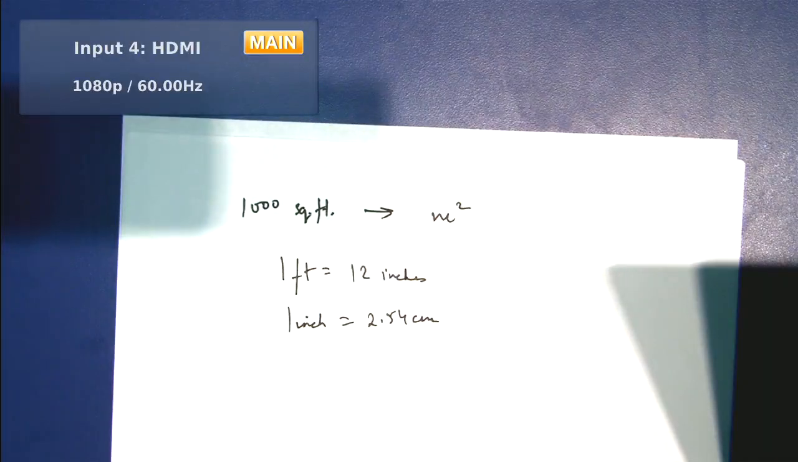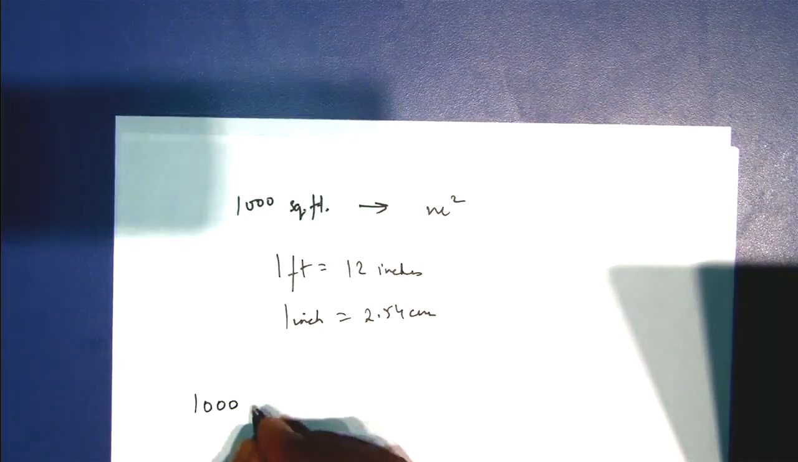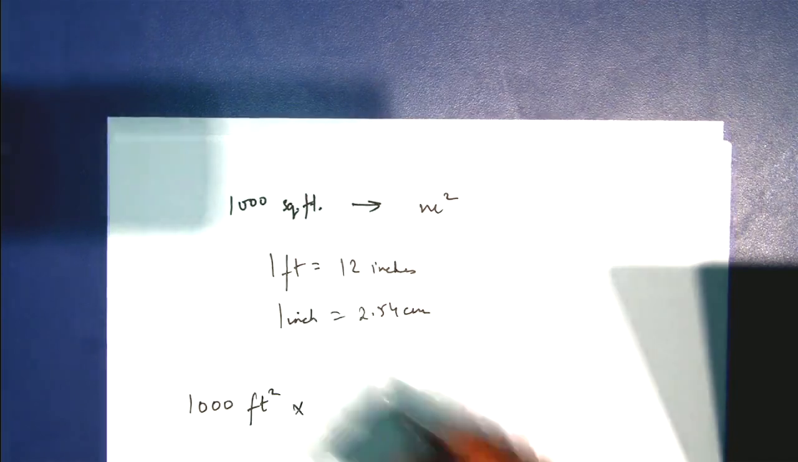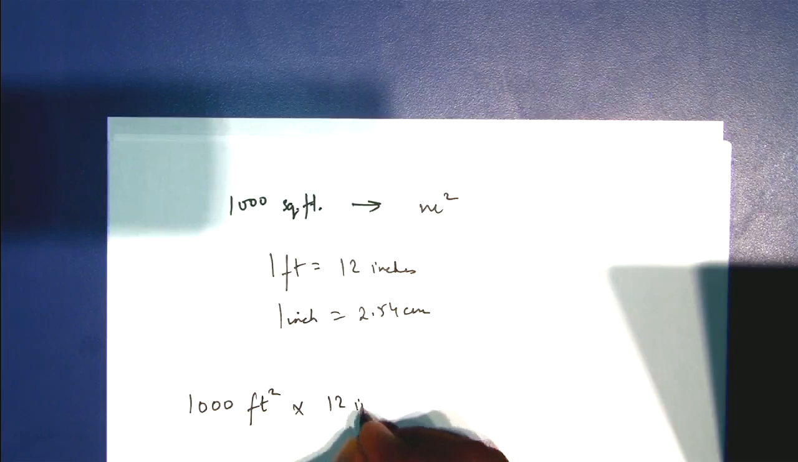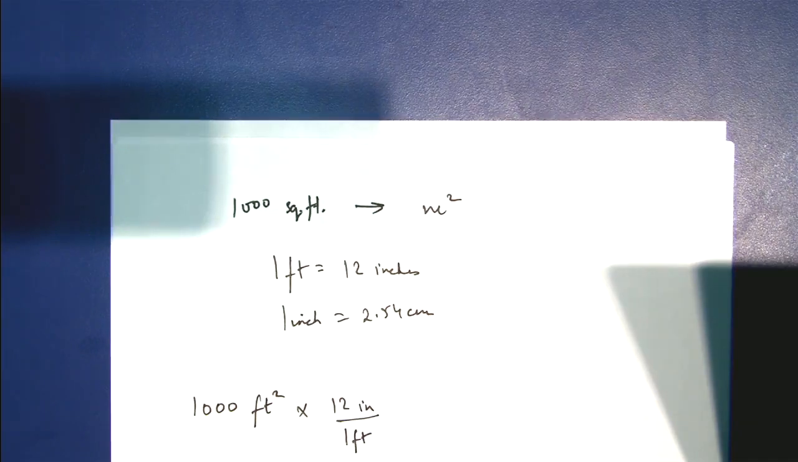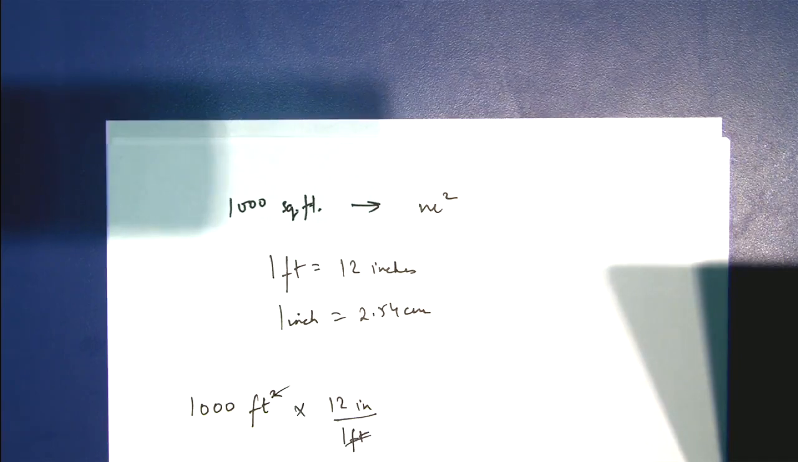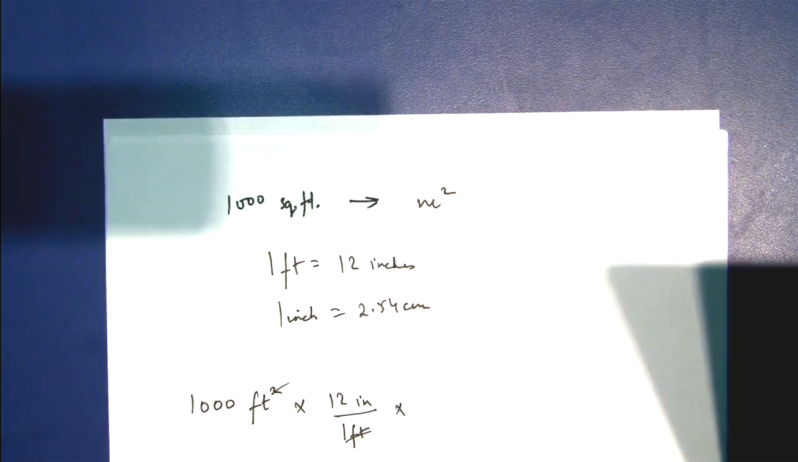So the number we have is 1,000 square feet. I can get rid of one of the feet by multiplying 12 inches over 1 foot. That cancels exactly one of these feet. If I did this, the units of this number are 12,000 feet inches. That is not inch squared. It's nowhere close to meter squared, so we need to do it again.